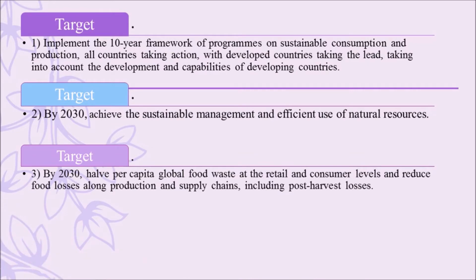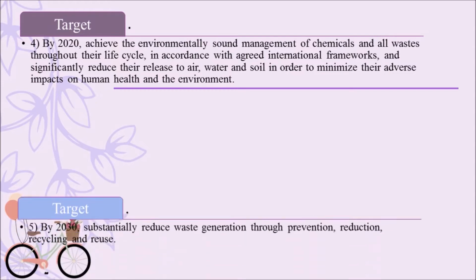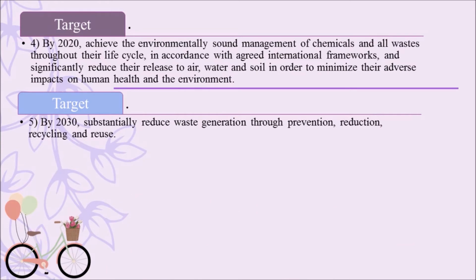4. By 2020, achieve the environmentally sound management of chemicals and all wastes throughout their life cycle in accordance with agreed international frameworks, and significantly reduce their release to air, water, and soil in order to minimize their adverse impact on human health and the environment. 5. By 2030, substantially reduce waste generation through prevention, reduction, recycling, and reuse.